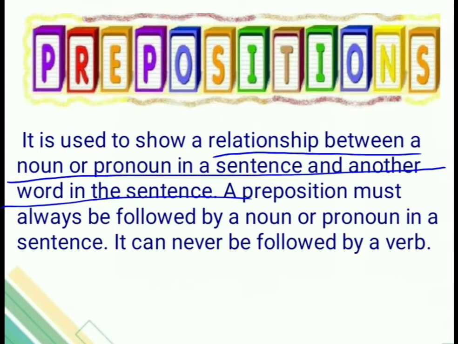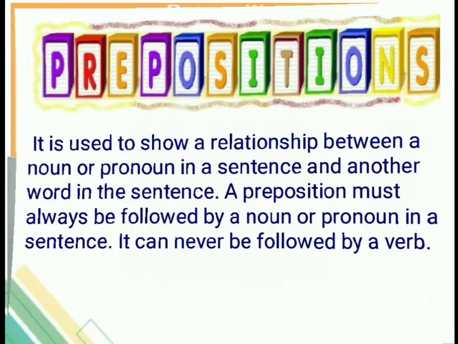A preposition must always be followed by a noun or a pronoun in a sentence. It can never be followed by a verb. Mostly it's going to be followed by a noun or pronoun. Rare cases are there where it will be followed by a verb. Is it understood? So this is the definition of a preposition.